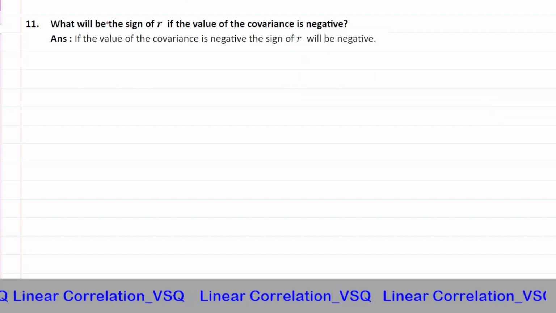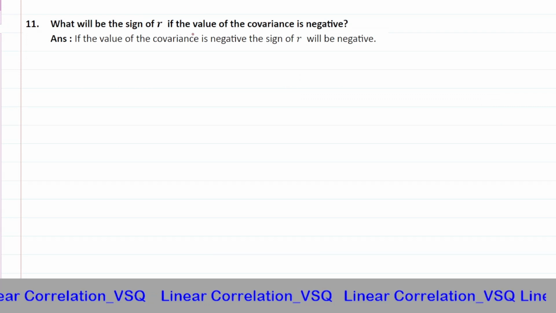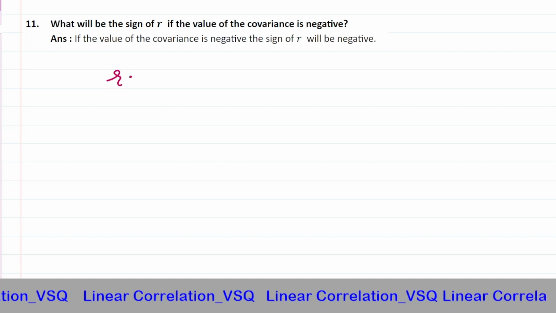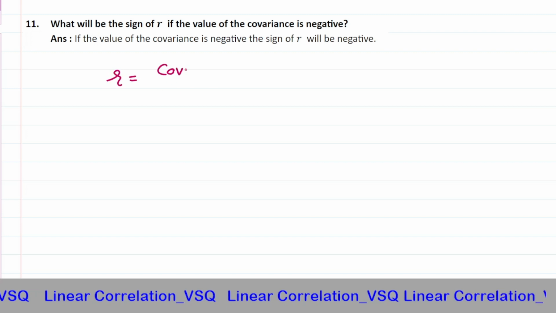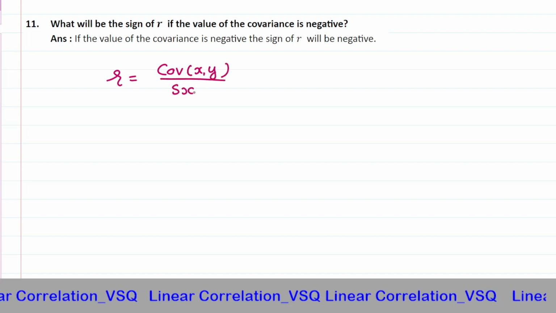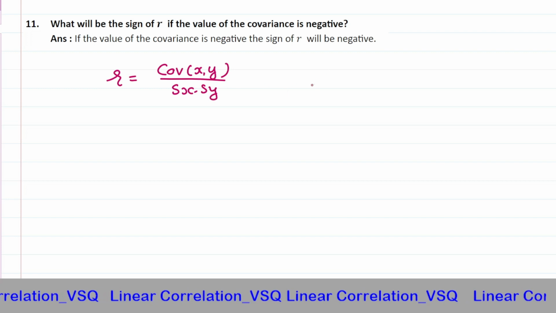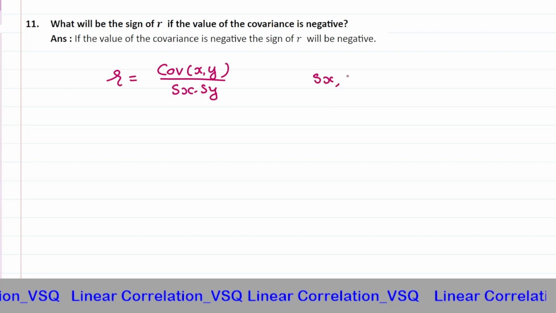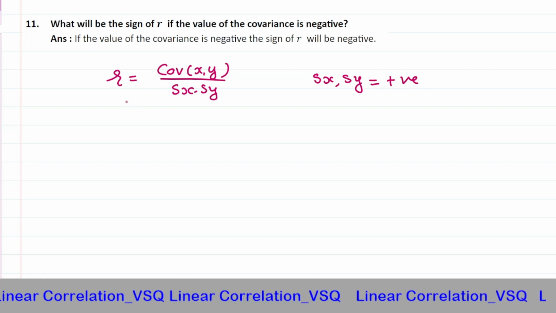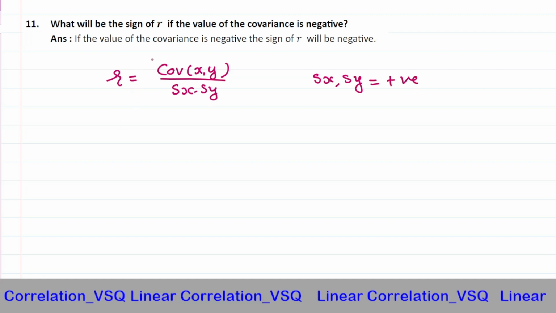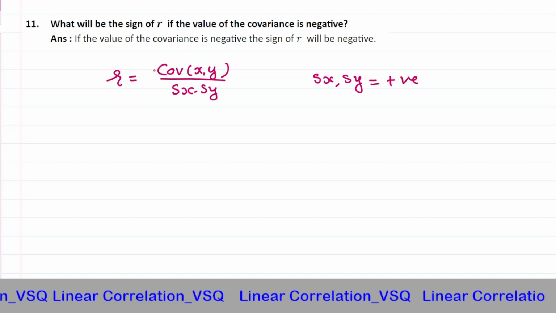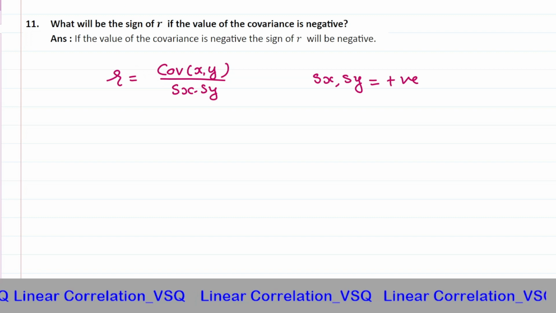Question number 11. What will be the sign of R if the value of the covariance is negative? See, what is the formula of R? R equals covariance of xy divided by Sx into Sy. Sx and Sy are both always positive, they are never negative. So the sign of R depends on covariance. If covariance is positive, R is also positive, and if covariance is negative, R is also negative.